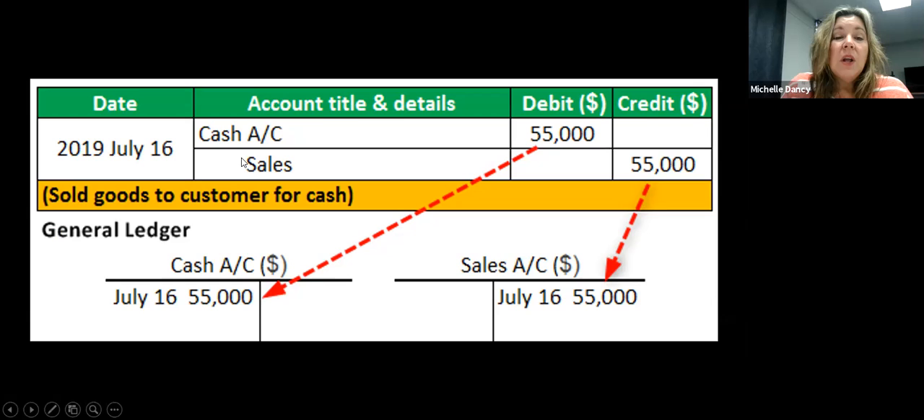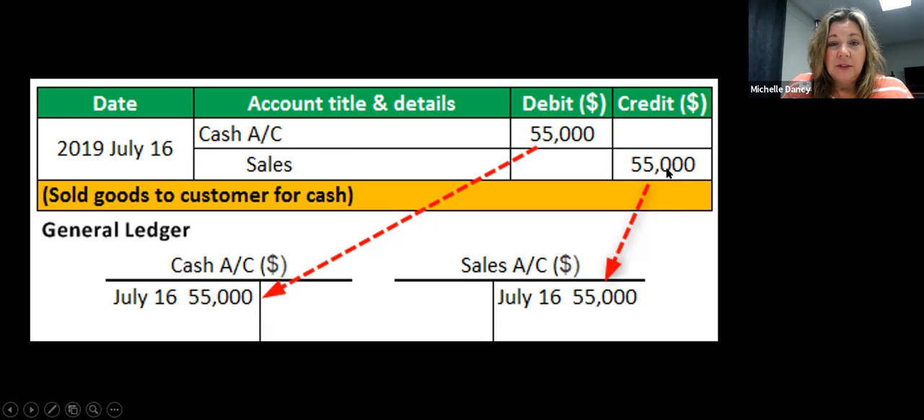Okay, so let's look up here at the top. This is an example, just a simple journal entry, okay? We sold goods to the customer for cash. If I received cash from my customer, then I know my cash account is going up. Assets are increased by a debit. And so I debit cash, $55,000. If I sold goods to the customer, then I know I earned revenue. And so my revenue account, in this case, sales, will go up, and revenue accounts are increased by a credit by 55,000.